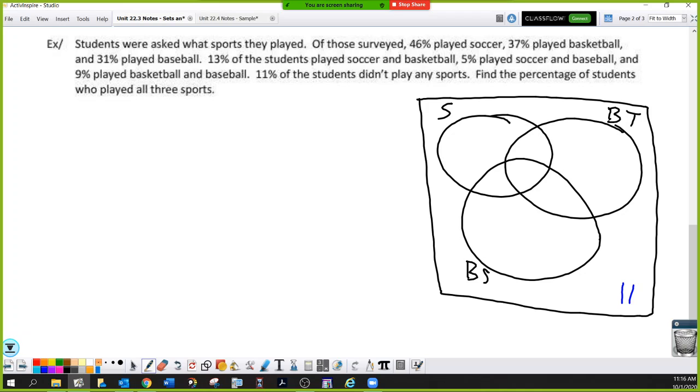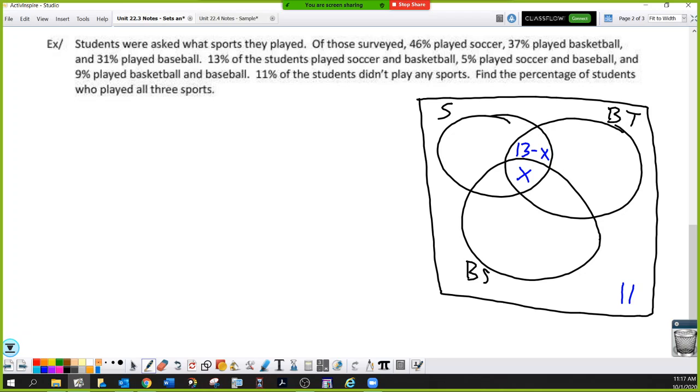So we clearly don't know what goes in the triple intersection, x. But we do know what goes in all 3 irises. The top middle one between soccer and basketball says 13%. So that iris should add up to 13. What that means is I have 13 minus x left in there. Now if you add 13 minus x and x, you get 13. And we're going to do the same thing for the other 2.